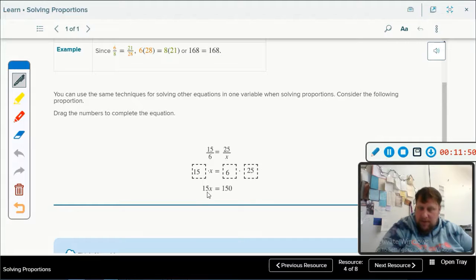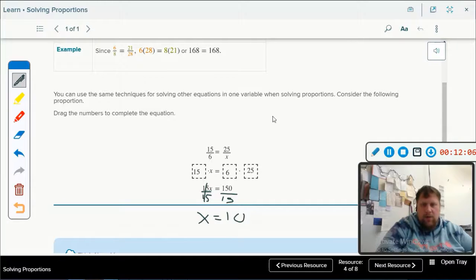And now I can solve even that, because how do I undo this? Well, I have multiplication times 15. We undo that with division, and we want to get rid of the 15 so x can be by itself. X is like, get out of here, 15. I'm going to divide you. It's like a knife fight, right? And then we get x equals 10.